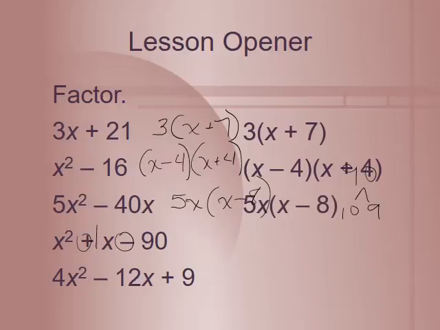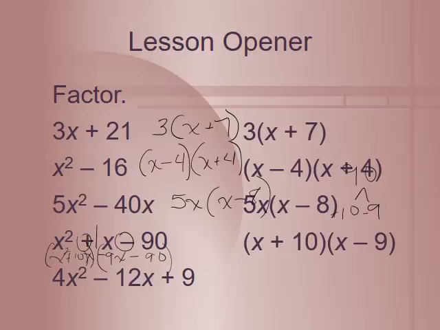If we add a positive 10 and a negative 9, that will give us 1. So we're going to break this up into x squared plus 10x minus 9x minus 90. That's x squared, and then we can break that up.